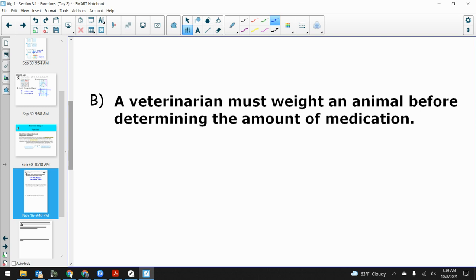Part B. A veterinarian must weigh an animal. I don't know why it says weight. Does it say weight on your guided notes, or just weigh? Oh, sorry. A veterinarian must weigh an animal before determining the amount of medication. So let's identify the independent and dependent variable. What is my independent variable? What's my independent variable, Brennan? The weight of the animal.